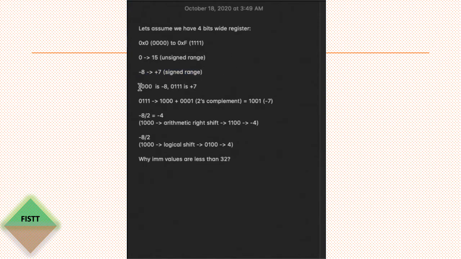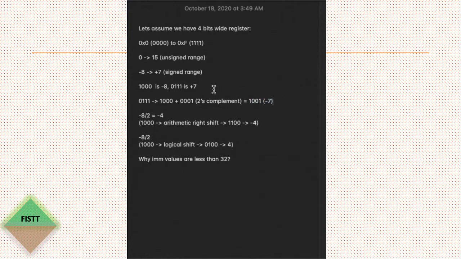1 followed by 3 zeros is -8, and this is +7 in binary representation as 2's complement. If you don't know the equivalent negative value for a given number, let's say for +7, take the 2's complement, which would give you -7. 2's complement is the 1's complement plus 1. So this is the 2's complement representation of -7.